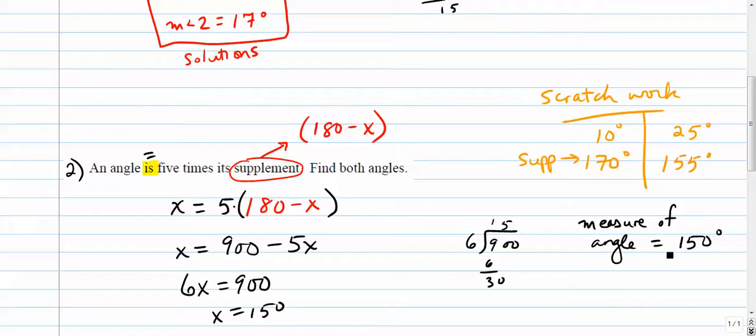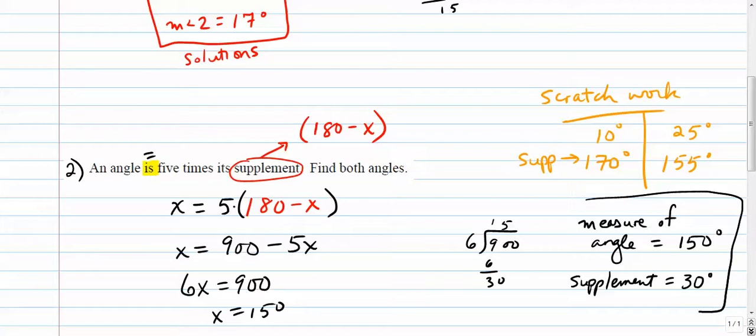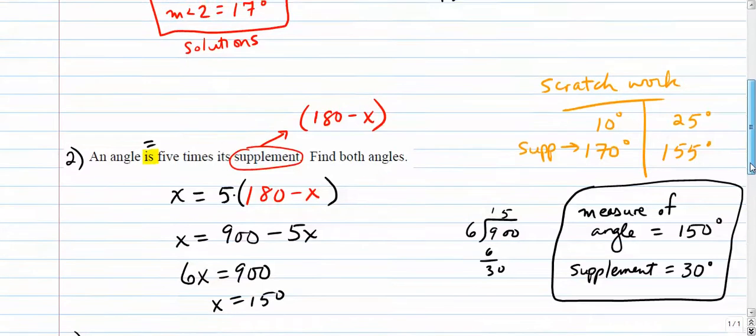150 degrees. The measure of the angle's supplement is what we also need to find. The supplement equals 30 degrees. And that is your solution box. So put a nice little box around it. You always want to make it very clear to the reader what your answers are.